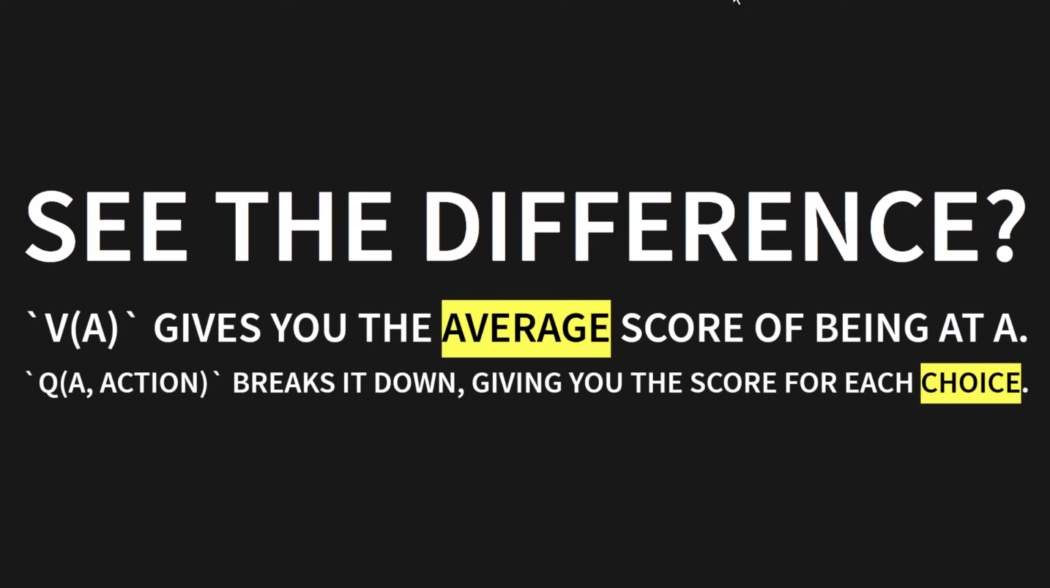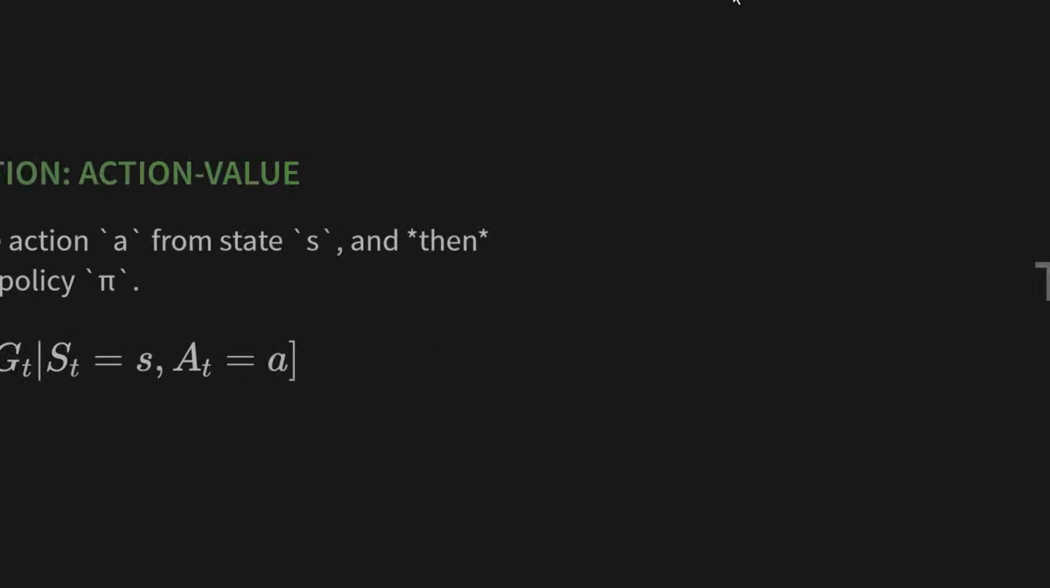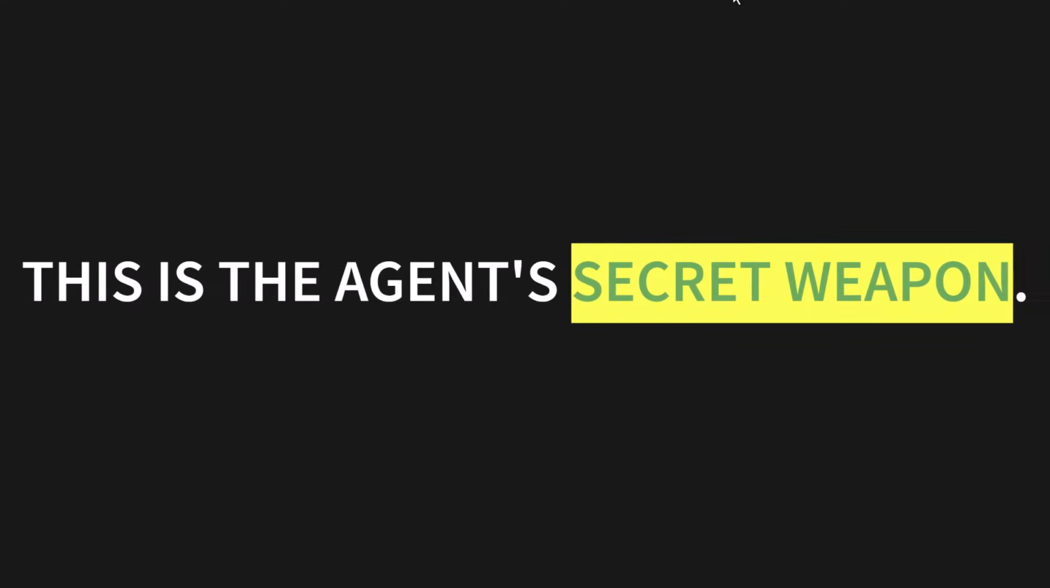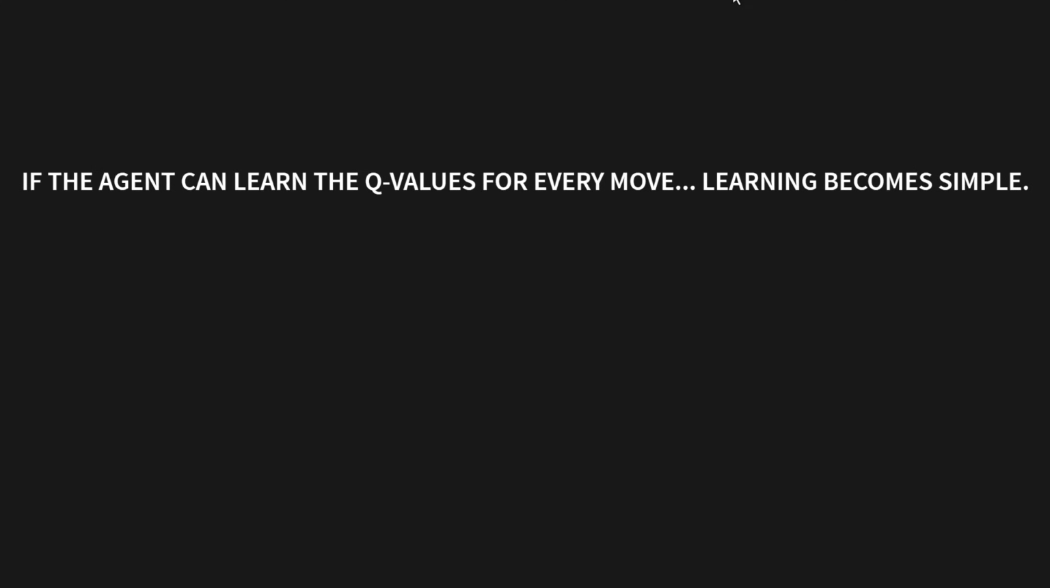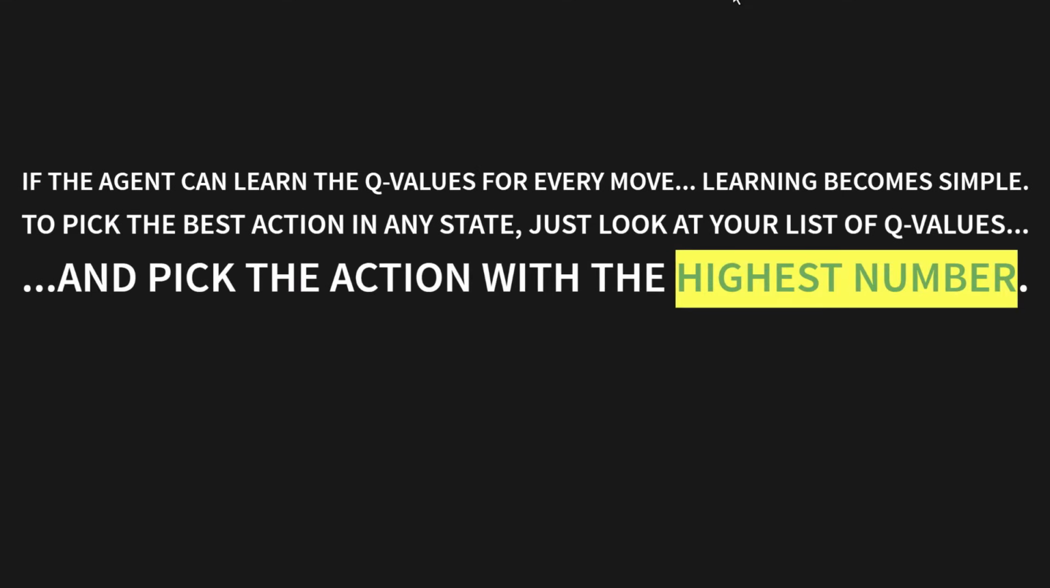And here's its formal definition. Again, don't read the math, just get the idea. It's the expected score you'll get after you take a specific action from a state, and then follow your policy forever after. This is the agent's secret weapon. If the agent can learn the Q values for every move, learning becomes simple. To pick the best action in any state, you just look at your list of Q values, and you pick the action with the highest number. That's it. That's the path to victory.